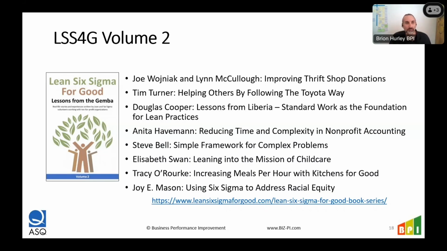And then I had a second volume I just put out a couple years ago. A few more examples, including Steve Bell and Tracy O'Rourke, Elizabeth Swan. Hopefully you recognize some of those names.